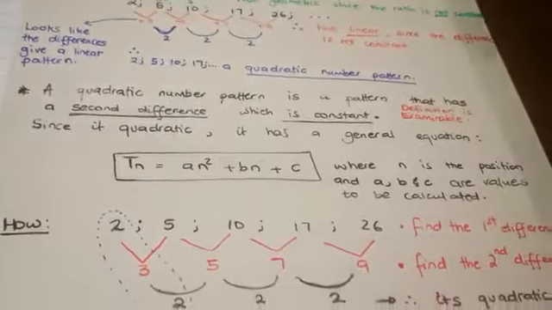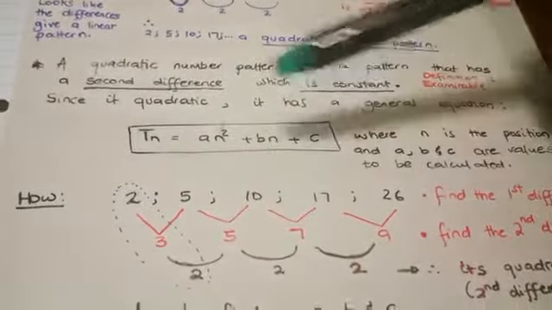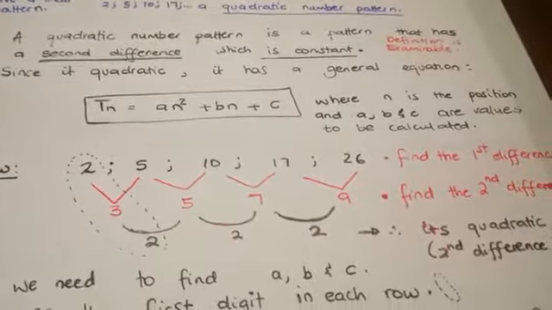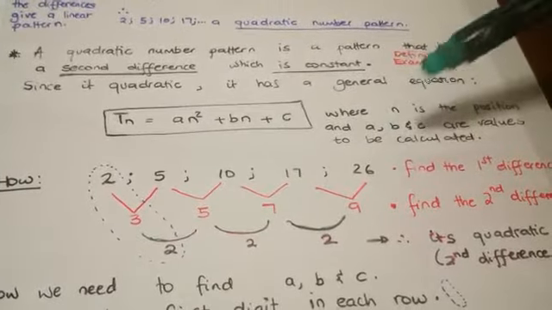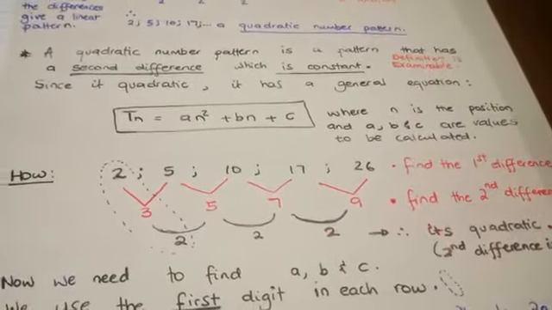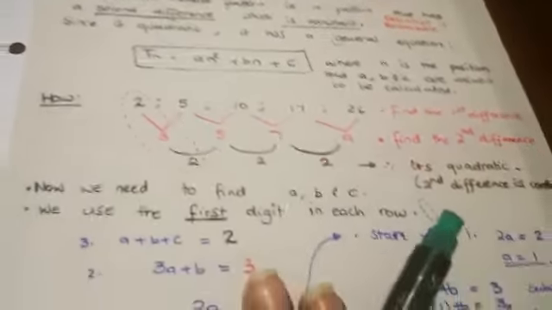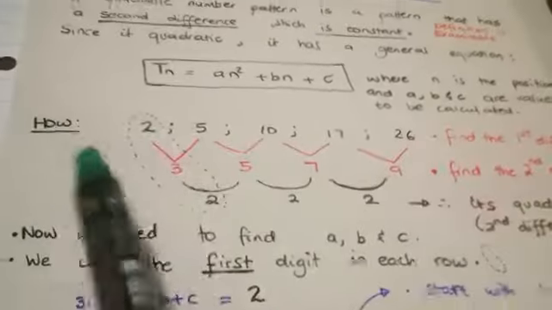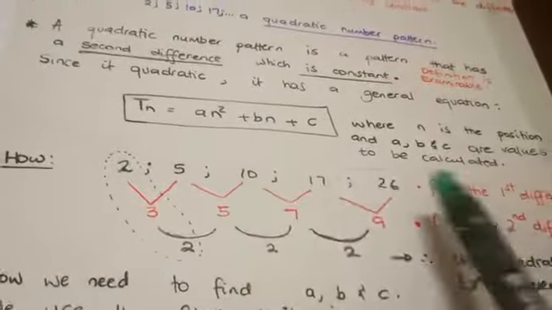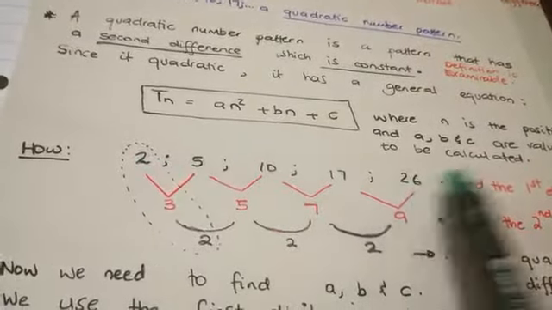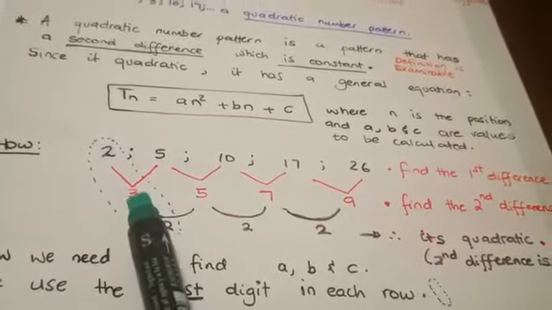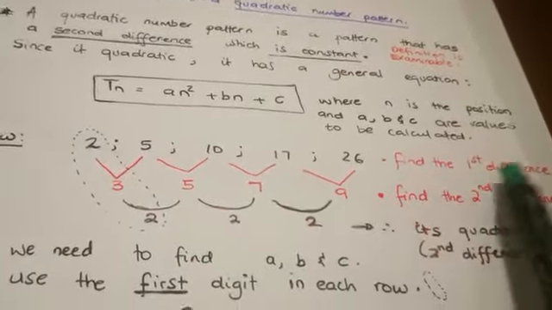Since it's quadratic, it has a general equation: Tn is equal to an squared plus bn plus c, where n is the position of the term and a, b, c are values that need to be calculated. So how do we calculate those values a, b, and c? I've written the number pattern again. The first thing that you do after you've been given the number pattern is find the first difference. My first difference is 3, 5, 7, 9.